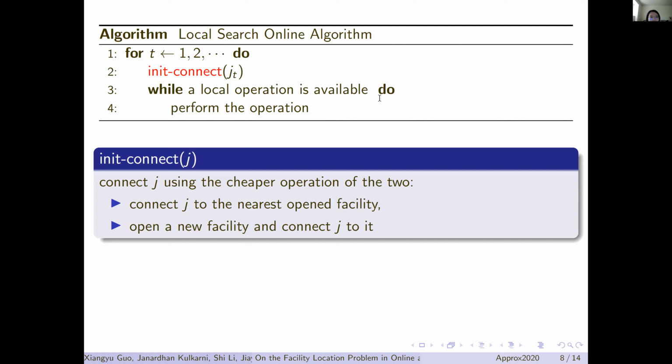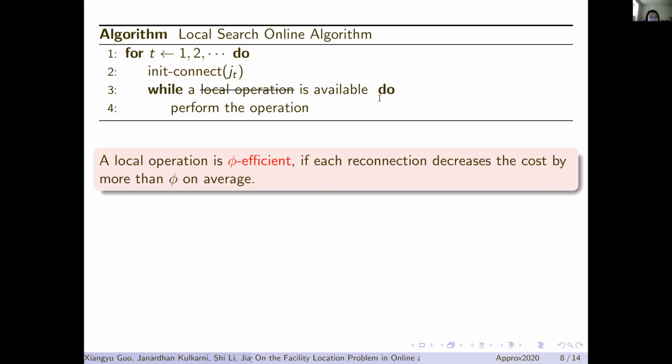Now, to bound the recourse just means we don't want to do too many recourse. We want to skip those operations that contribute too little to reducing the cost. That means we just want to do the local operations that can contribute effectively in reducing the cost. And that's how we come to the definition of efficient local operation. That means we only do a local operation if this operation can reduce the cost by more than phi per reconnect on average.